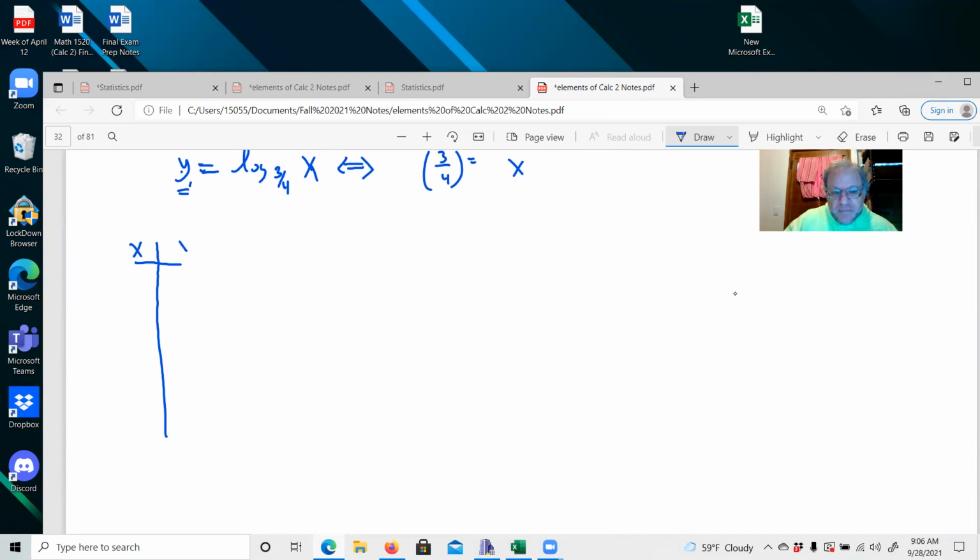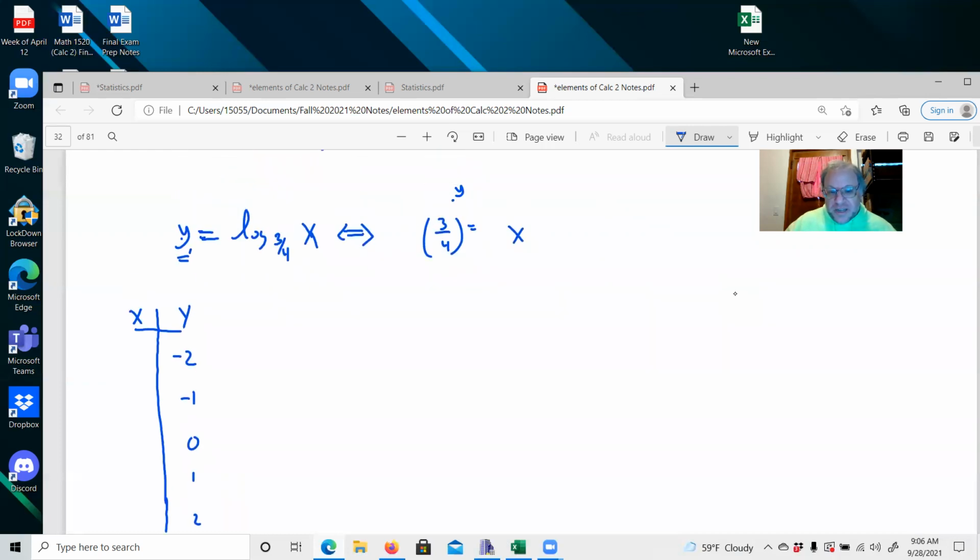So instead of picking my x's, I'm going to pick my y's, but I'm going to make it look like I picked the x's carefully. With the y, we're going to do -2, -1, 0, 1, 2, just like we did for x's before. Now we're doing it with the y's. All right, now we're going to use this equation, (3/4)^y is equal to x.